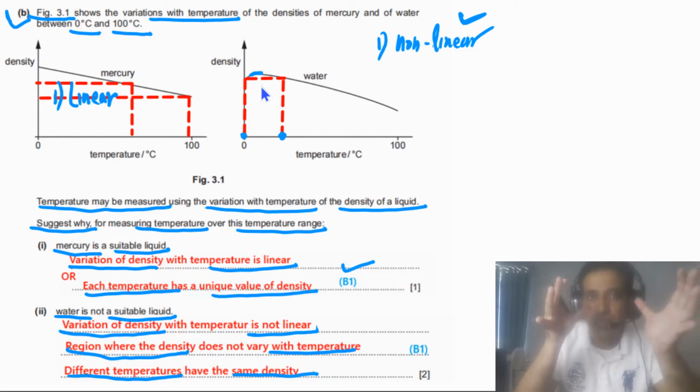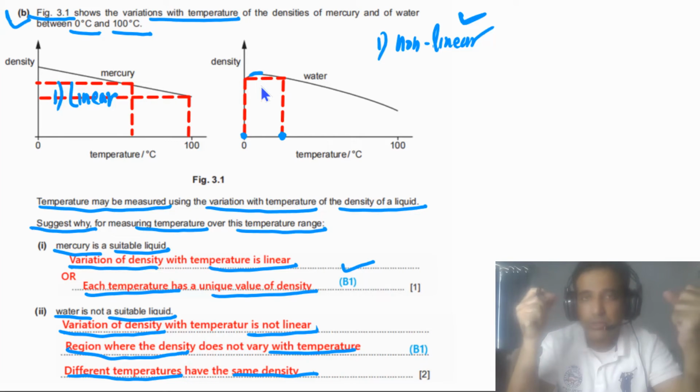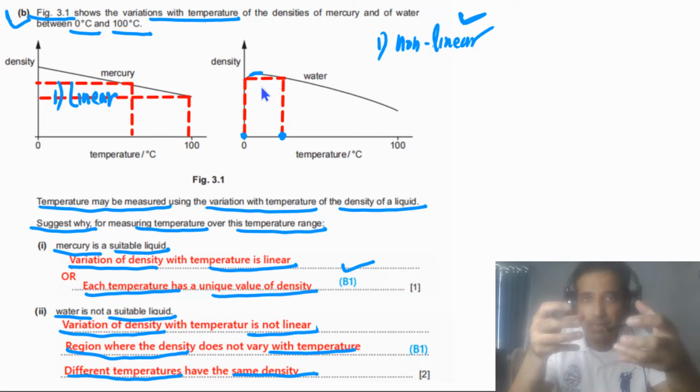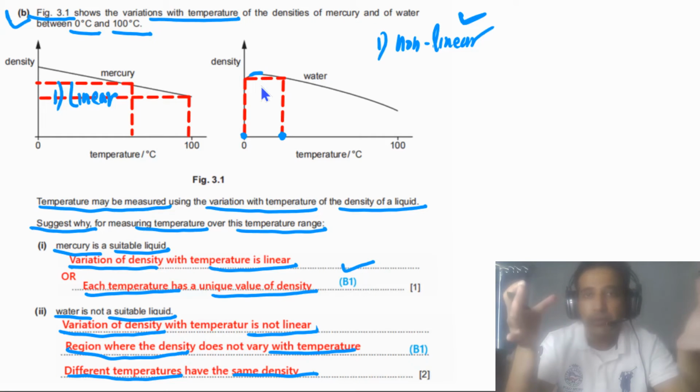So this is how you can read the graph. You need to understand how to read the graph and how to get information from the graph. So this question is all about reading graphs.